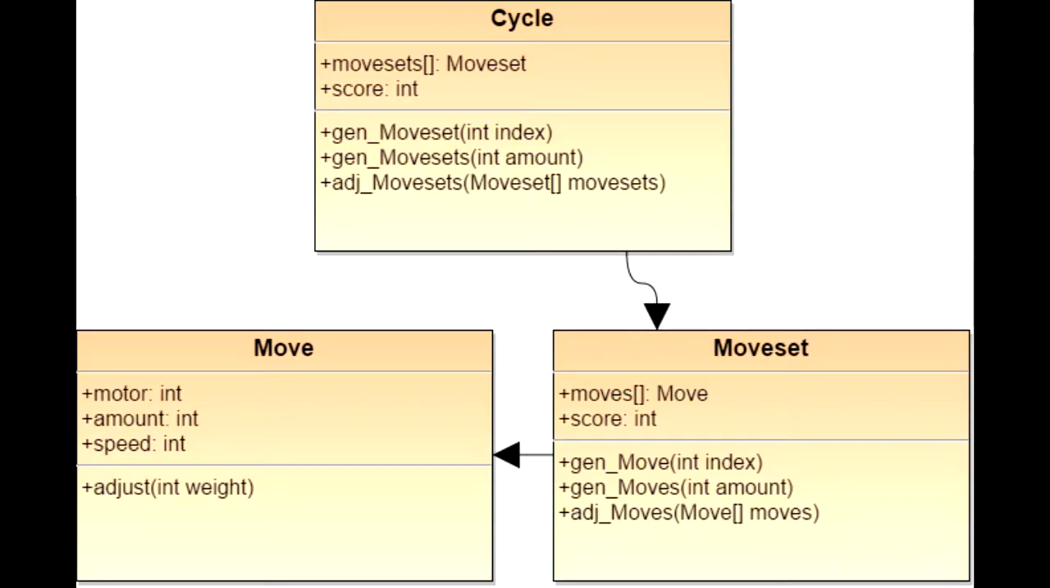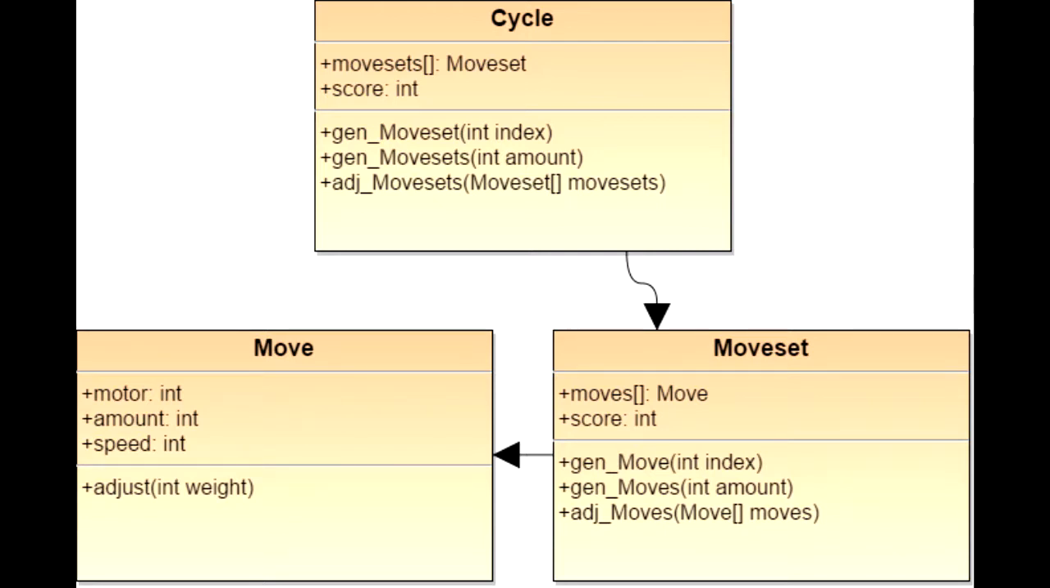Here's a class diagram of the structure we're using to generate, remember and adjust the Nao's movement. The move class is used to create a single movement of a single motor. The Nao has 27 motors we can use, but we only need 22. The 5 that we're not using are the 3 head motors and the 2 hands.